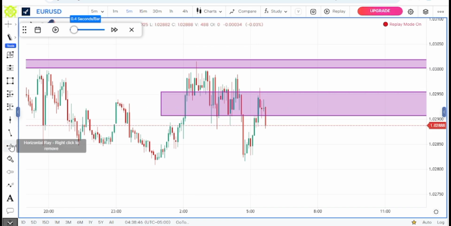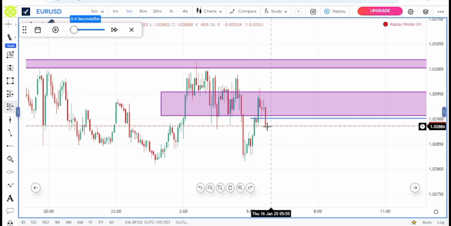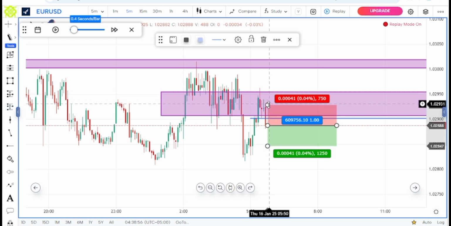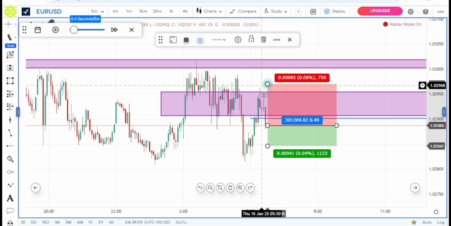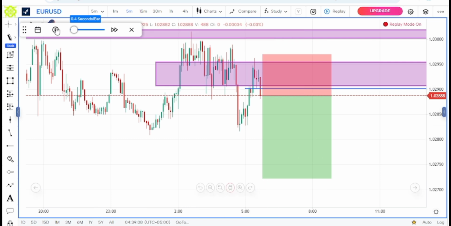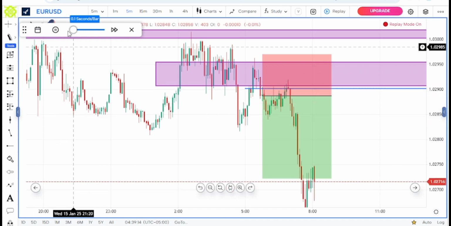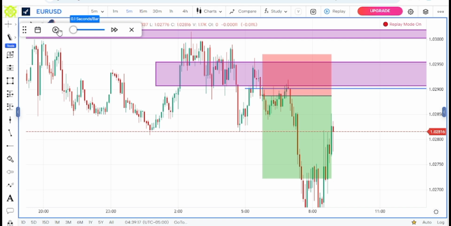As you see, the price reached our level and gave us a market structure shift on the 5 minute time frame. We will enter just after the market structure shift with a stop loss above that zone, or place it above the swing high as well. It will be safer and we will take profit at 1-2. Let's play it. As you can see, it gave us a 1-2 trade easily.